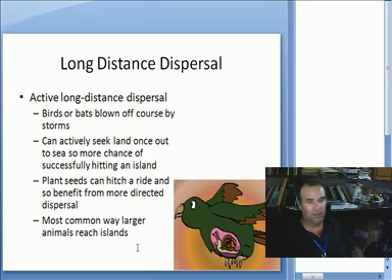Active long-distance dispersal is more certain because birds and bats can change course and hit an island. They can actively seek out land, so there's a greater chance of hitting that island. So birds and bats, and also plant seeds which hitch a ride. This picture down here is of a snail which has been eaten by a bird, but because it's sealed up within its shell, it's able to live. It gets carried to the next island and excreted by the bird, and it is able to colonize the island.